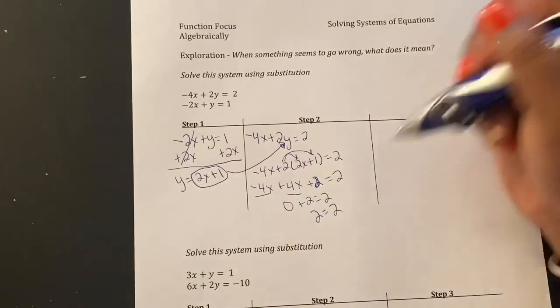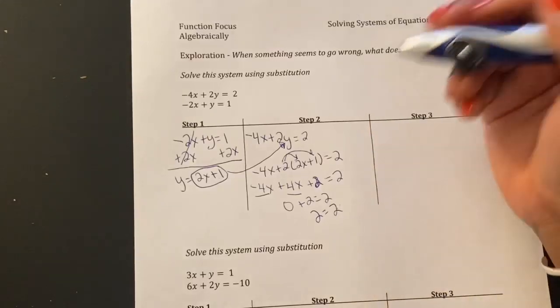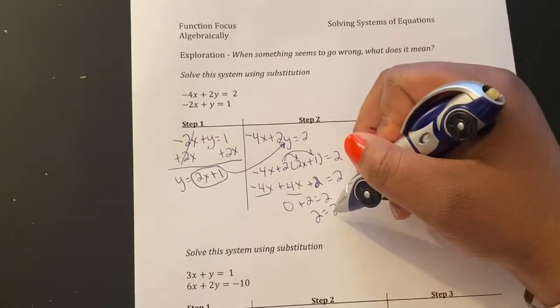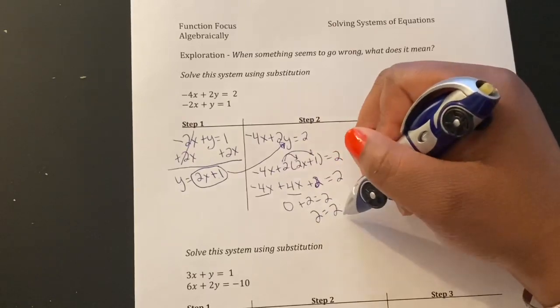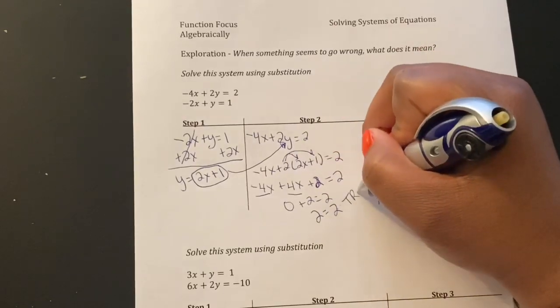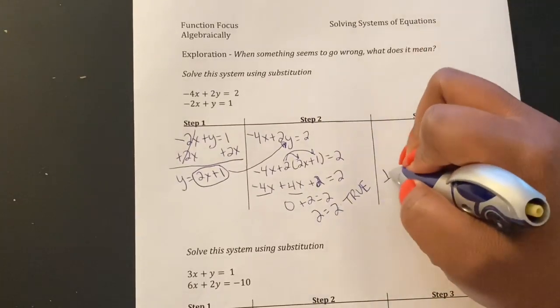Hey, I didn't get an x equals. I got a 2 equals 2. When you see this, like I said before, when you're substituting, you see 2 equals 2. This is a true statement. That means that there are infinite solutions.